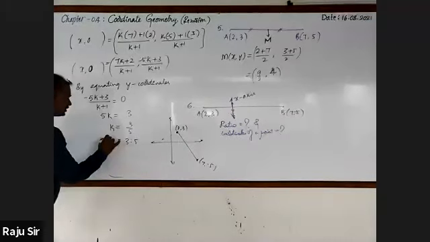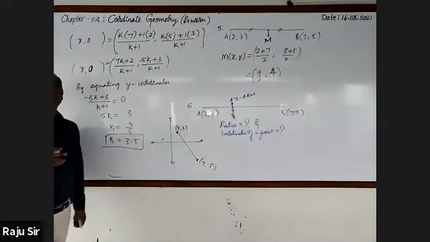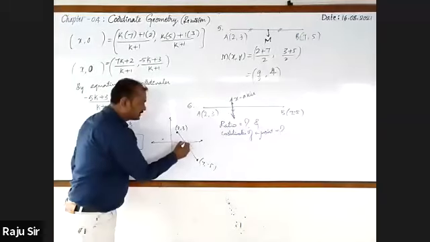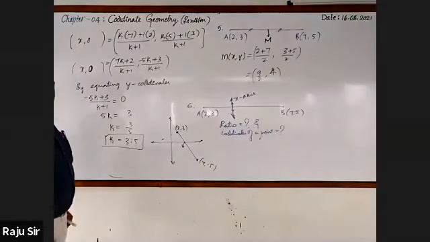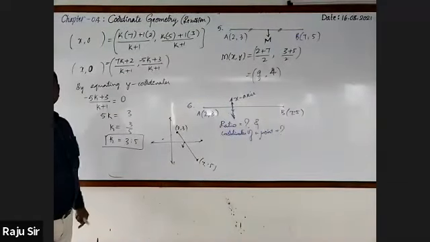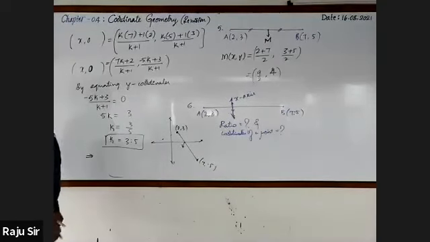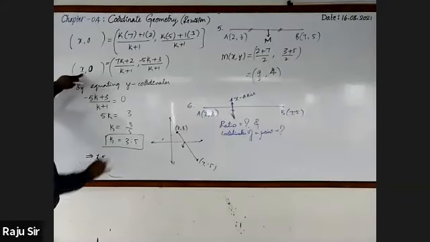Now the ratio is 3:5. Next we want the coordinates of the point on the x-axis, by equating the y coordinate to 0. The point is (x, 0). That means we want the x value. How do you find the x value? By equating the x coordinates.